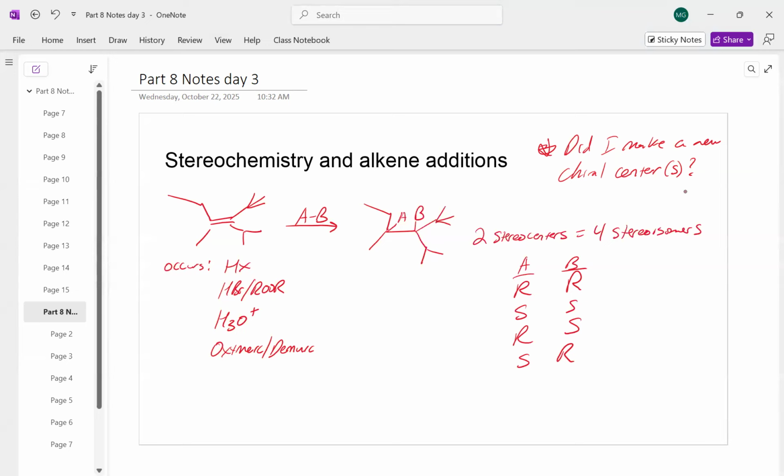Now, if you only make one chiral center, what are your possibilities? Well, you get a racemic mixture, a 50-50 mixture of enantiomers. So it just gets a little bit more complicated if you have two stereocenters. As I said, this is kind of an extreme example. But making only one chiral center, then you just have a racemic mixture. And I've highlighted that a lot in the last few reactions.